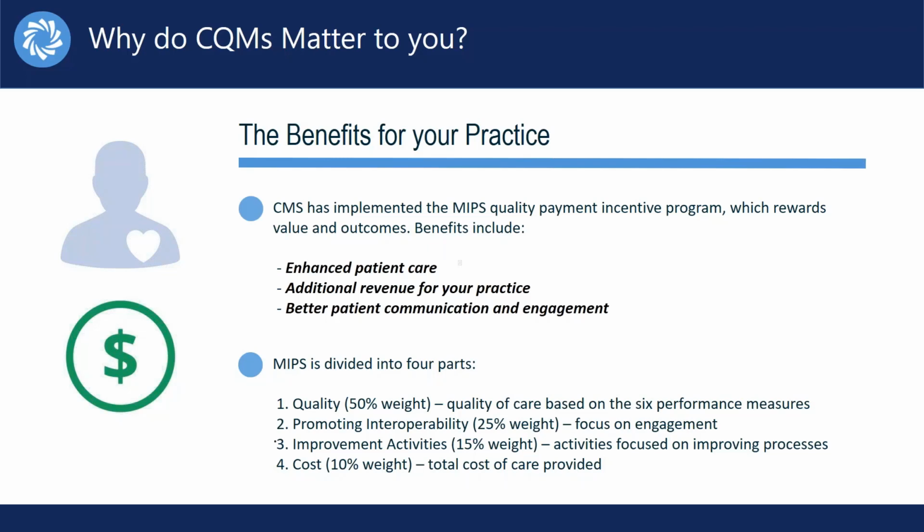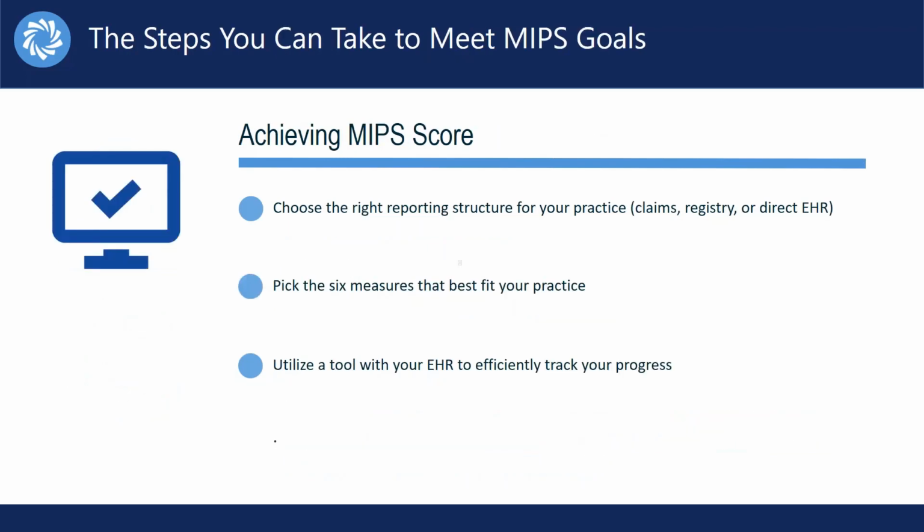So if you are going for the full boat and want to get that reimbursement rather than just avoiding a penalty, quality is really what you want to focus on. So what do you need to do to make sure you meet your goals? When you're looking at quality, the first thing you want to do is choose the right reporting structure for your practice. Now, there are 3 major reporting structures for quality.